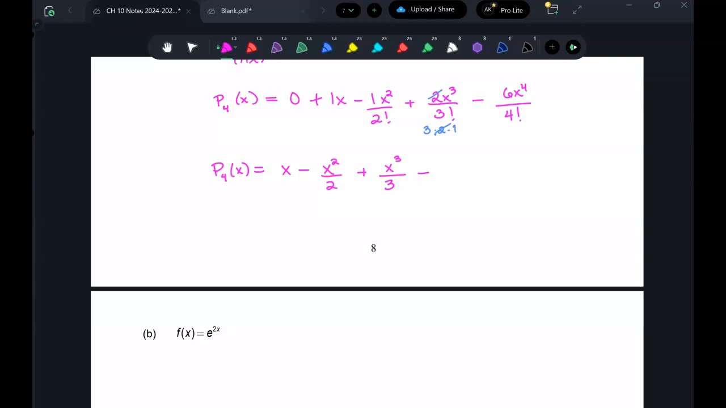Minus, what's going to happen with the next one? 6 over 4 factorial: the 3 times 2 is going to cancel, so I'm just left with x to the fourth over 4. Now that we have that pattern, you should already be able to guess the next terms: plus x to the 5th over 5, minus x to the 6th over 6.